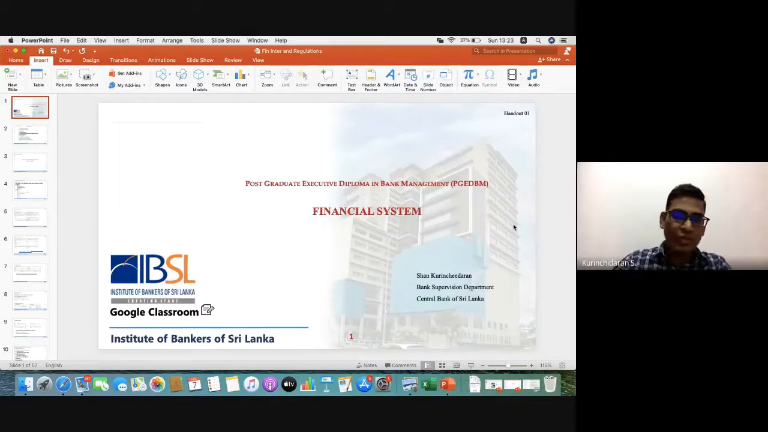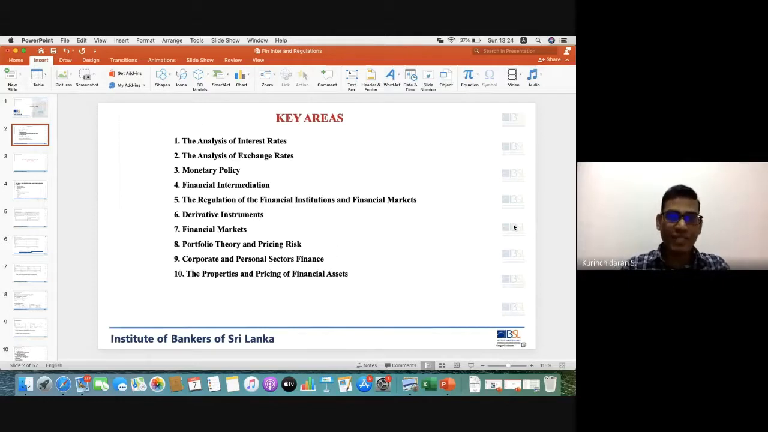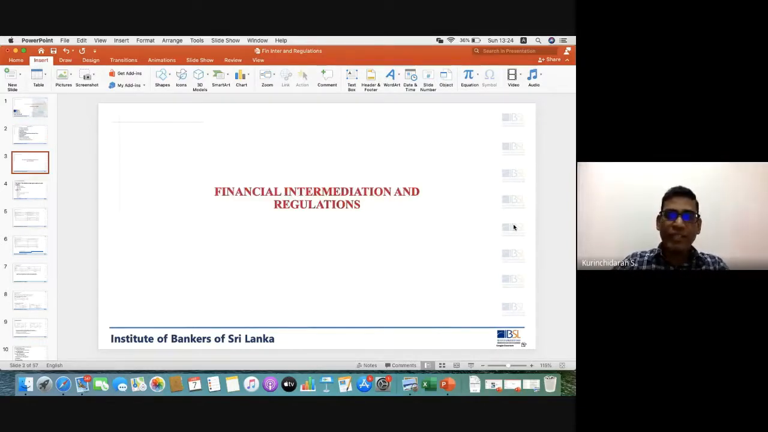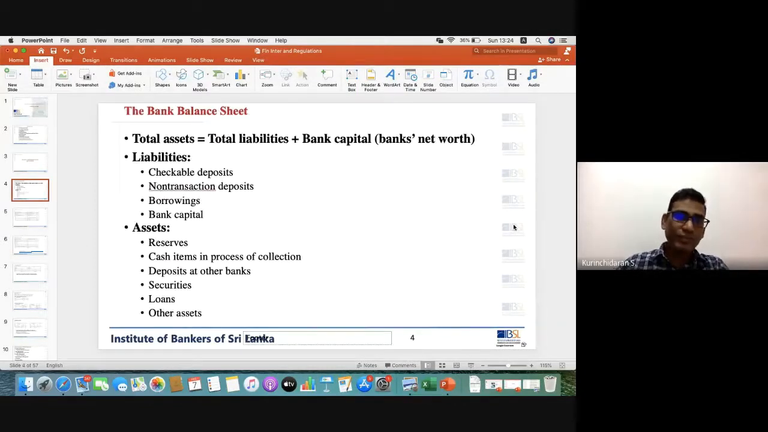So today, based on our agenda, we have seen the overall view of the financial system, and then we looked at individual key areas. One is analysis of interest rates, then analysis of exchange rates, and then monetary policy and the Sri Lankan context. And now today, financial intermediation and regulations. Financial intermediation we also looked at in our very first discussion, and it may be covered in a little more detail here. So first I will move into financial intermediation and then regulations.